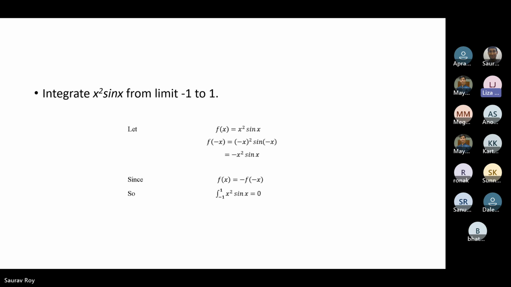Basically, if you look at this function, this is an odd function. If you take x squared sin x as f(x) and replace x with minus x, your function will come out to be minus x squared sin x. Now f(x) is equal to minus of f(-x). So this is an odd function and your limits are from -1 to 1. In this case, your integral will turn out to be 0.